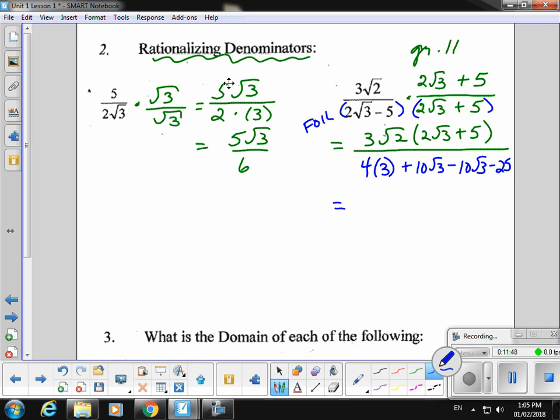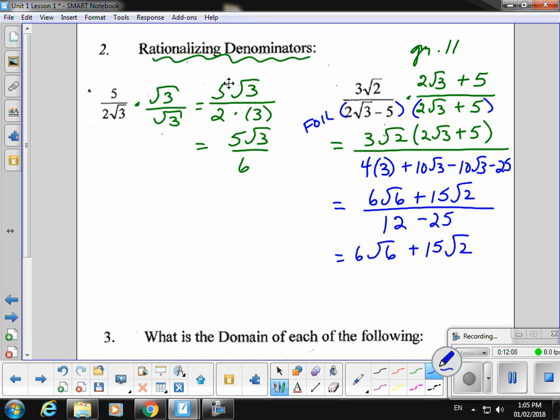So let's just do this thing. I have 6 root 6 plus 15 root 2, and I'm not sure that's any nicer, over 12, gone, subtract 25. 6 root 6 plus 15 root 2 over negative 13. We call that the conjugate, which is the opposite sign. If you want to impress people, you're multiplying by the conjugate.